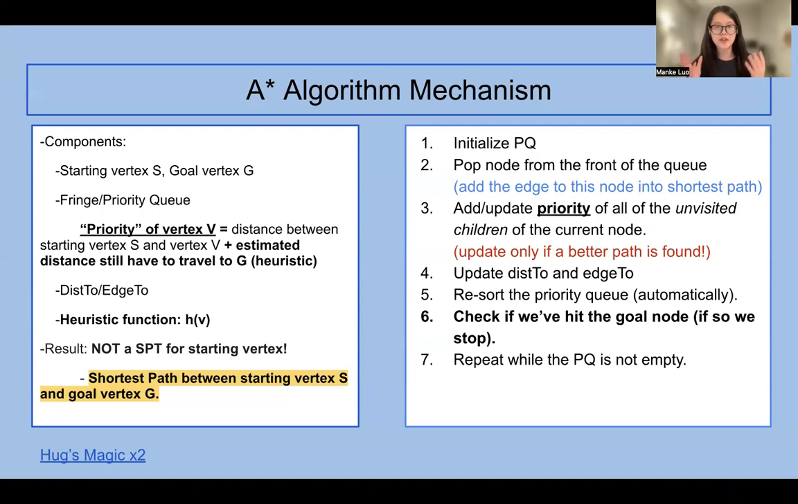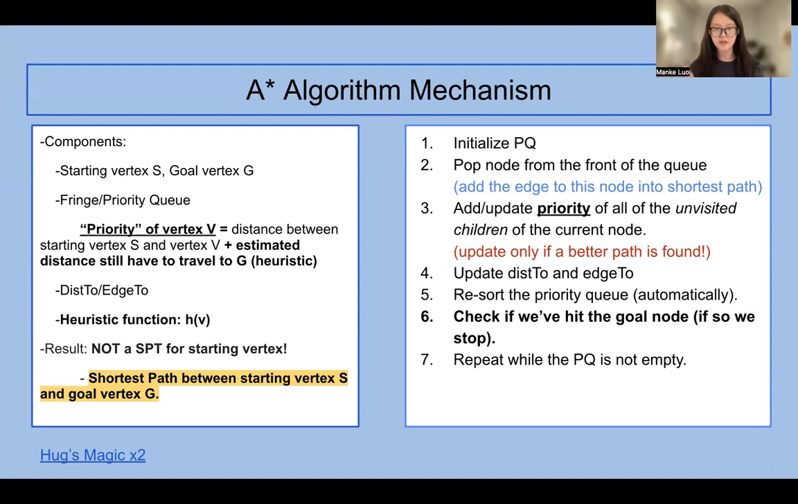And so what we do is you first initialize a priority queue with all of the initialized values in it. And then you follow a very, very similar process as Dijkstra, where you pop the node from the front of the queue. And as you do that, you add the edge into your shortest path, that's under construction. And then you check if you need to update the priority or the dist2 values for all of the unvisited children of the current node. So this is still under the assumption that we are running A star on an undirected graph. And also the priority queue will be resorted automatically.